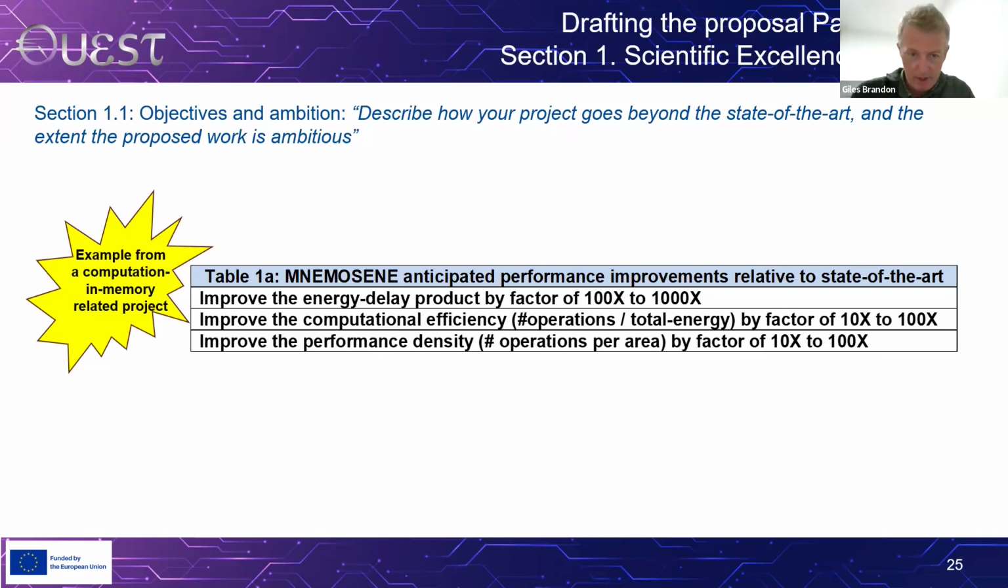In this simple table, this example here, this was a proposal and project that I had called Mnemosyne. It was all about developing something called computation in memory. And in their case, the consortium boiled it down to these three key parameters. These were what they felt were the most important ones in their particular field in which they could demonstrate the ambition of the project. So they were saying, for example, they would improve the energy delay product by a factor of 100-fold to 1,000-fold through the project.